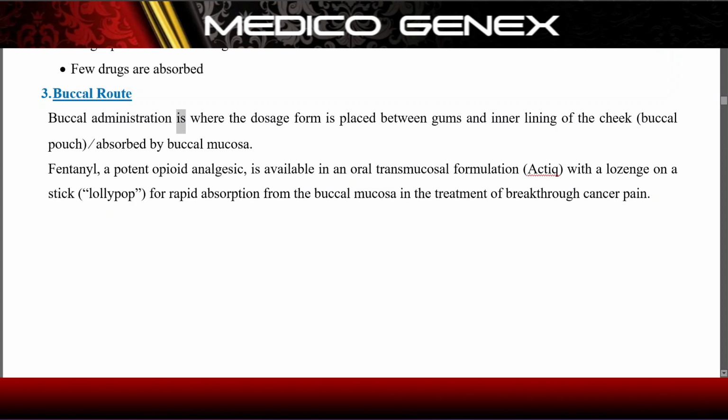Buccal route. Buccal administration is where the dosage form is placed between gums and inner lining of the cheek, buccal pouch, absorbed by buccal mucosa. Fentanyl, a potent opioid analgesic, is available in an oral transmucosal formulation, with a lozenge on a stick, lollipop, for rapid absorption from the buccal mucosa in the treatment of breakthrough cancer pain.